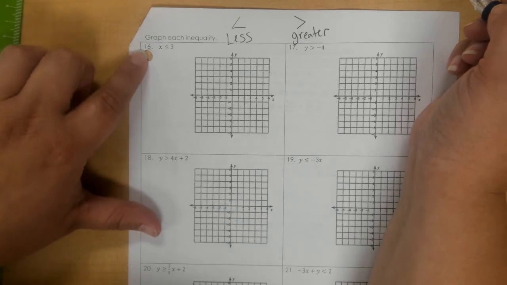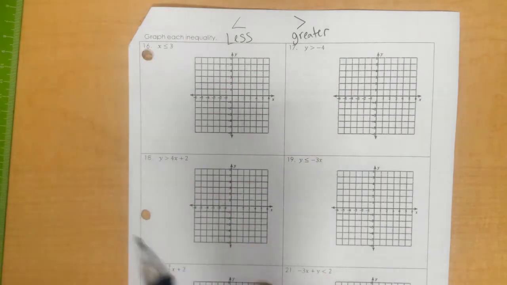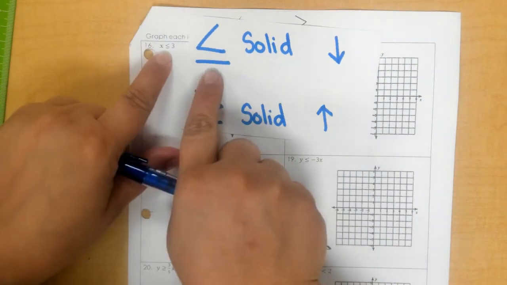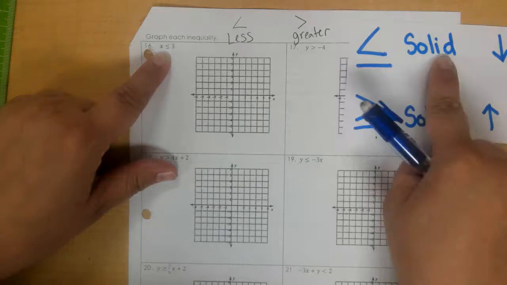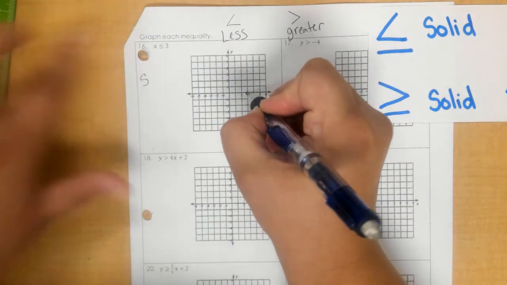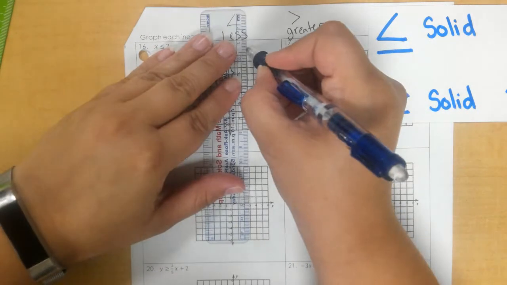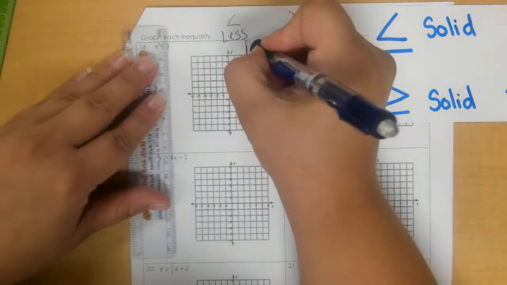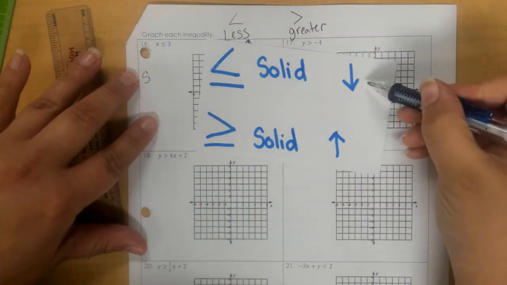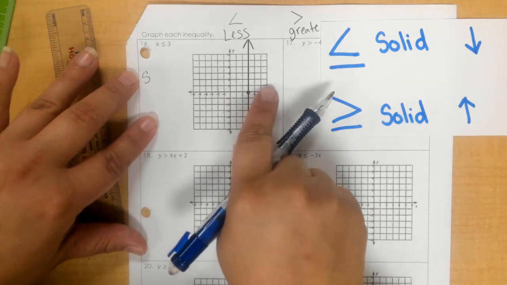So, for 16, I have less than or equal to, because I have that line. We can see this matches this. I have to have a solid line. So at x equals 3, put a point, and I would draw a solid line. Now, according to this, it says that you want to shade down, but I can't do that because all I have is a left side and a right side.